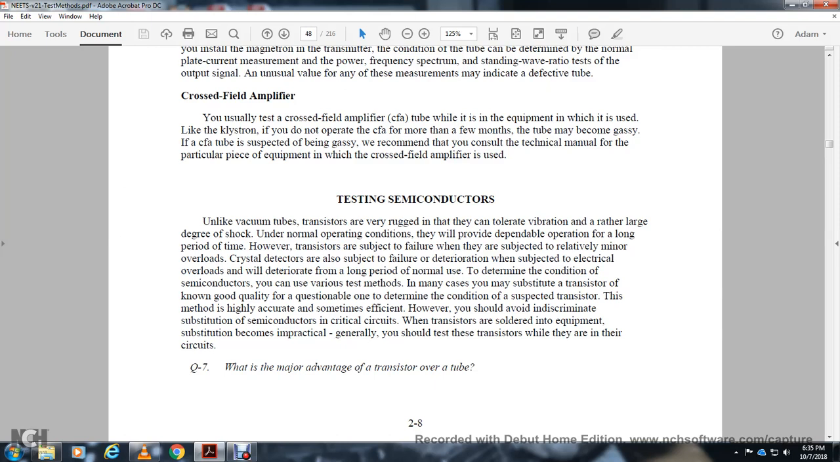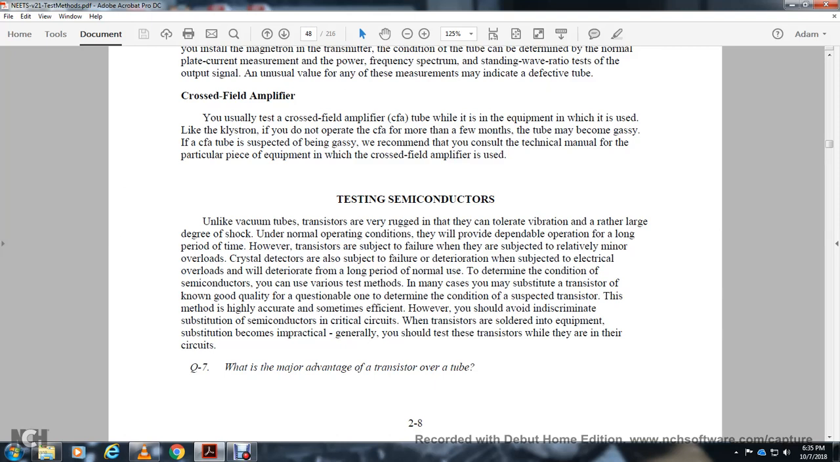Alright, testing semiconductors. Unlike vacuum tubes, transistors can tolerate vibration to a large degree, and under normal operating conditions they provide dependable operation for long periods of time. However, transistors are subject to damage from overloads. Crystal detectors show deterioration when subjected to electrical overload, or deteriorate over a long period of time under normal use. The method for determining the condition of semiconductors varies with the type. In any case, substitution with a normally good quality transistor is one method.